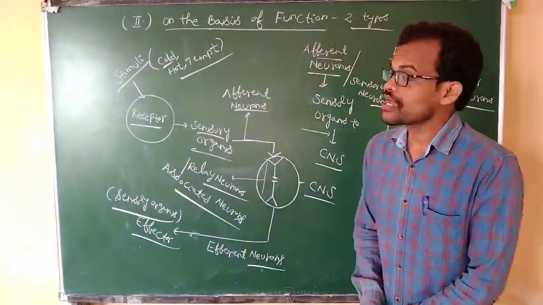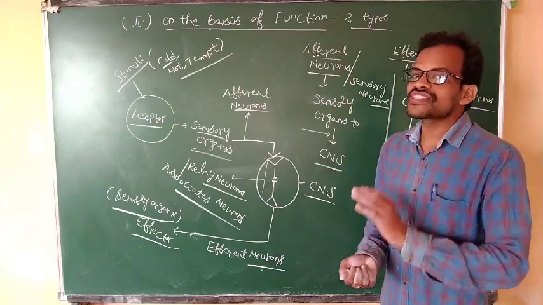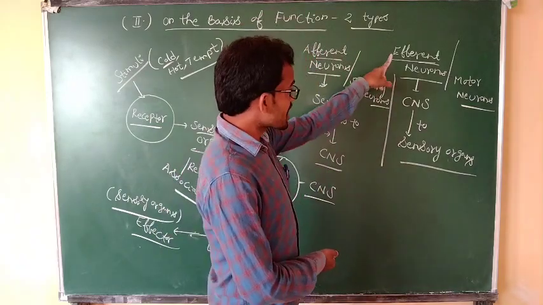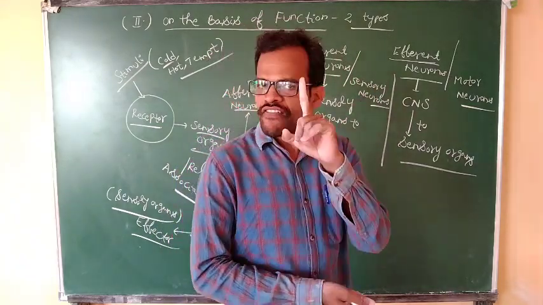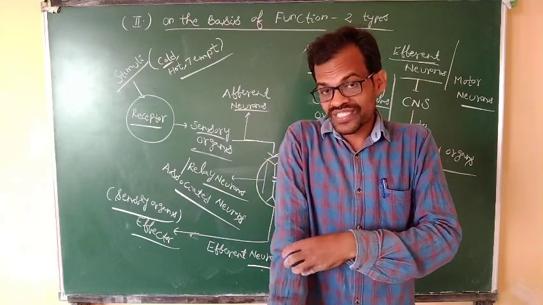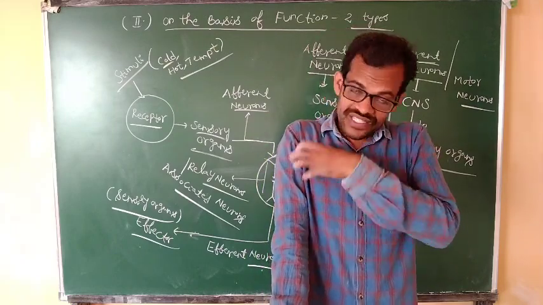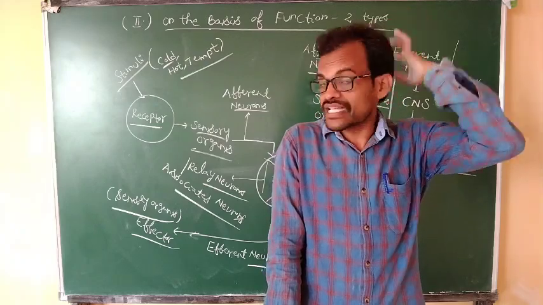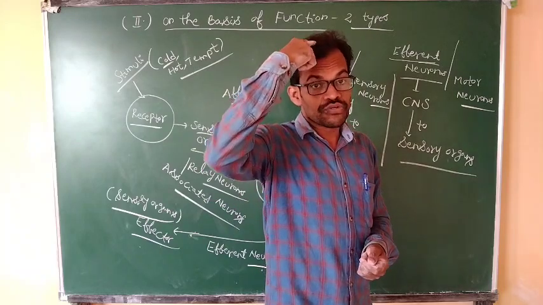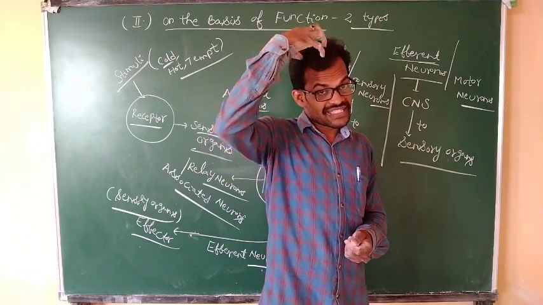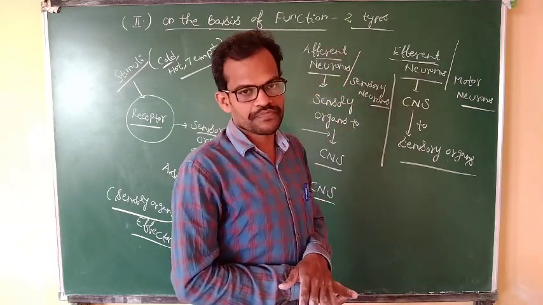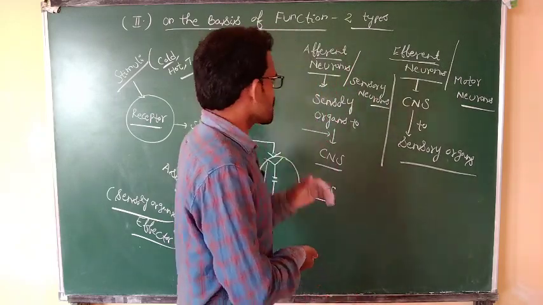Based on the function, the neurons are classified into two types. What is the first type of neurons? Afferent neurons. What is the second type? Efferent neurons. Afferent neurons carry the message from the receptors in the sensory organs to the central nervous system, brain and spinal cord. Efferent neurons send the message from the brain and spinal cord to the sensory organs or effectors. These are the receivers.